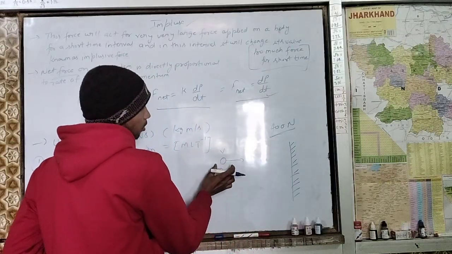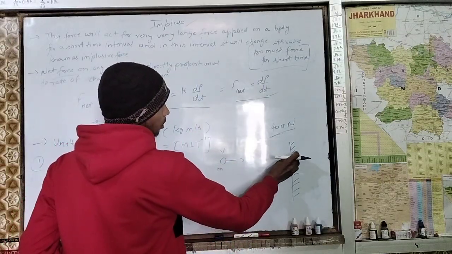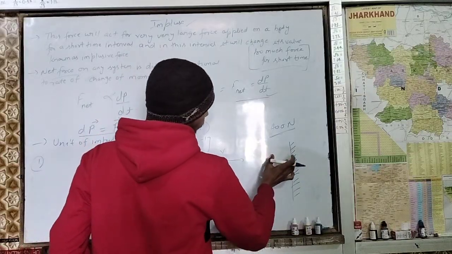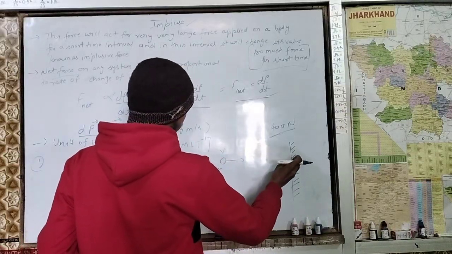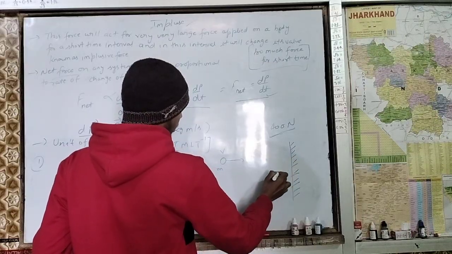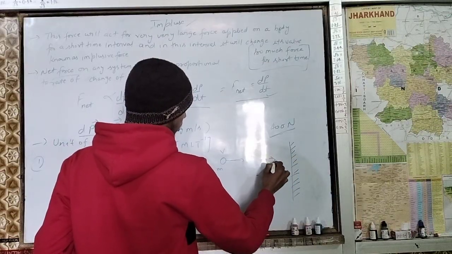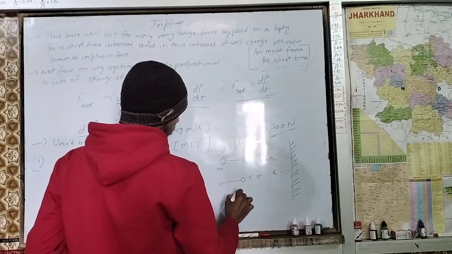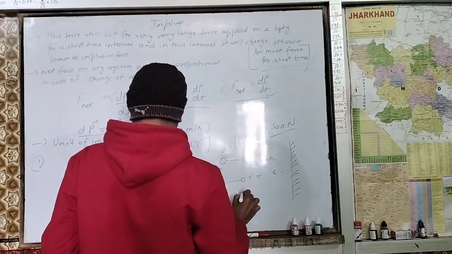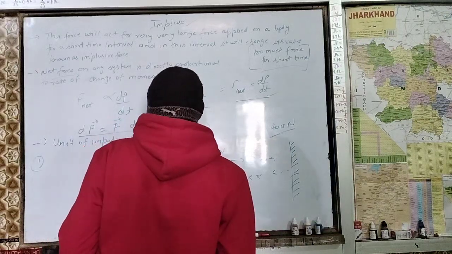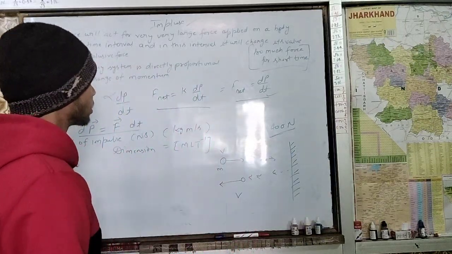When this ball is thrown onto this ball, what will happen? After the collision on this ball, it is coming back like this. It will happen when the object is elastic.